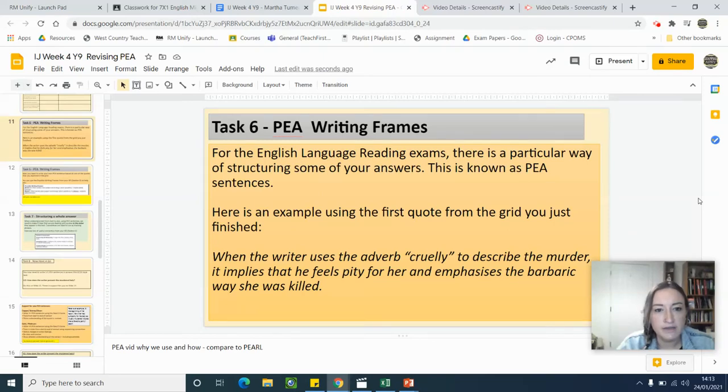Okay, so I'm just going to recap PEA again, go through some real clear guidance on the next few slides of how to use that, and then I'm going to model writing the beginning of this answer, and you're going to carry on writing that answer, okay?